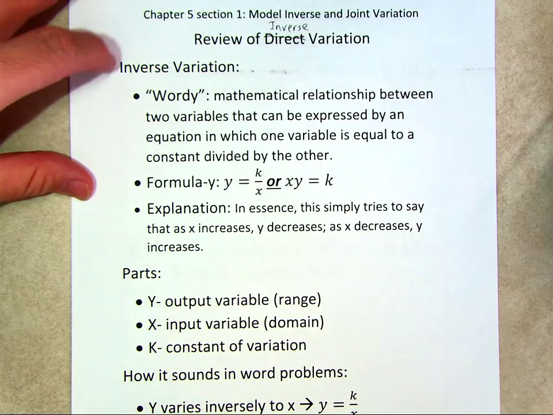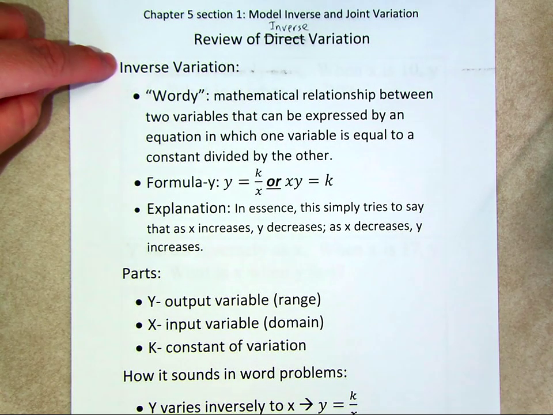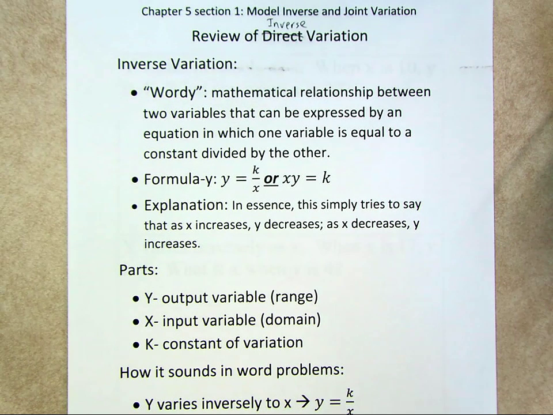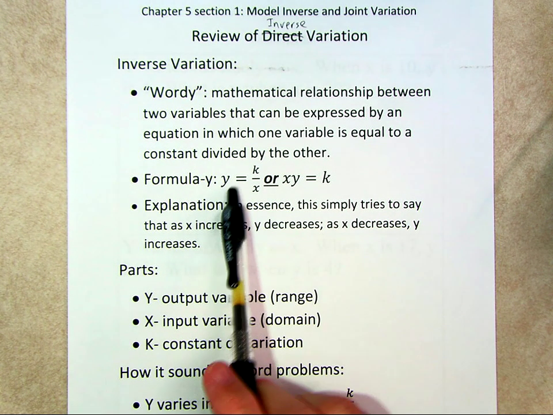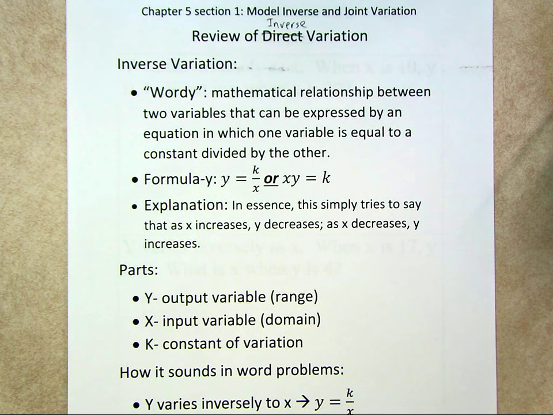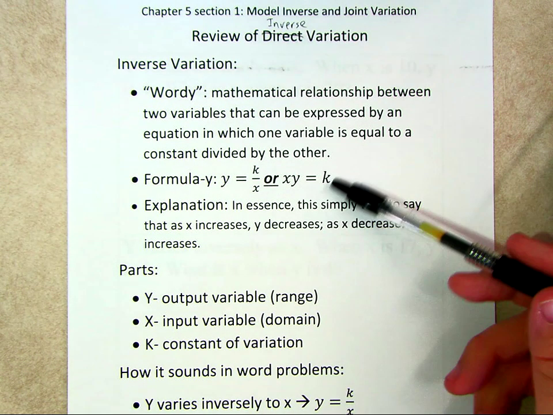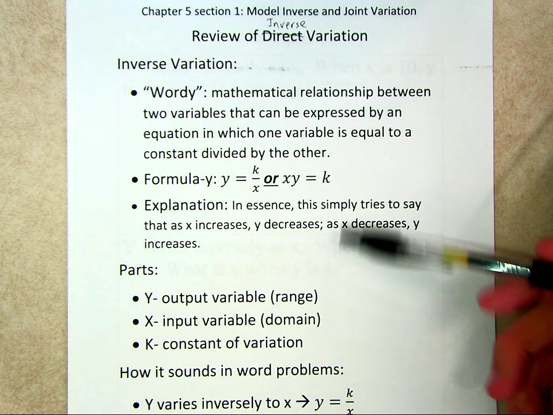It says right there, inverse variation. Here's our wordy definition again: a mathematical relationship between two variables that can be expressed by an equation in which one variable is equal to a constant divided by the other. Ooh, divided. Here's our formula-y version, y equals k over x. Now you see the big K right there. Sometimes, some people, like me, write it this way, xy equals k.